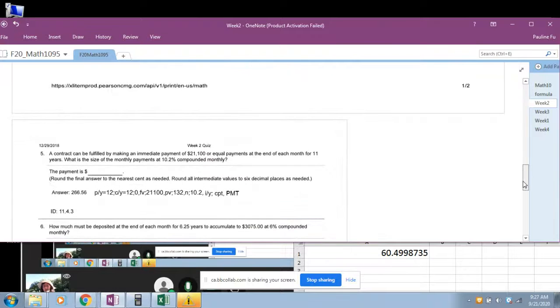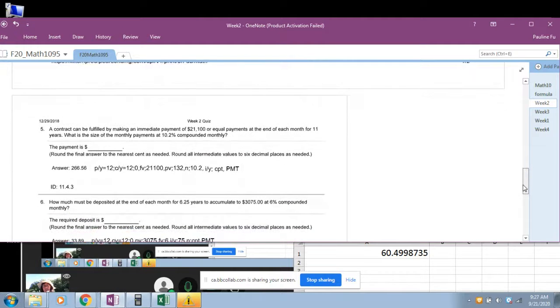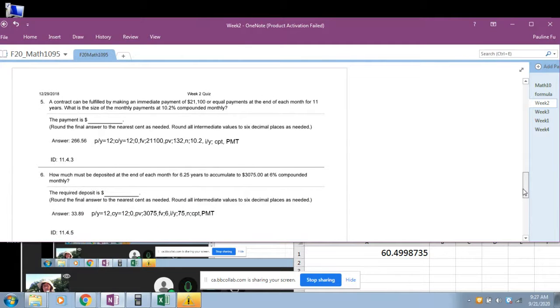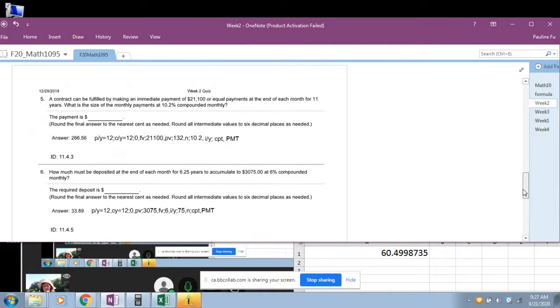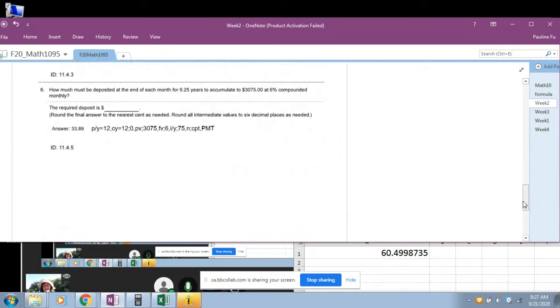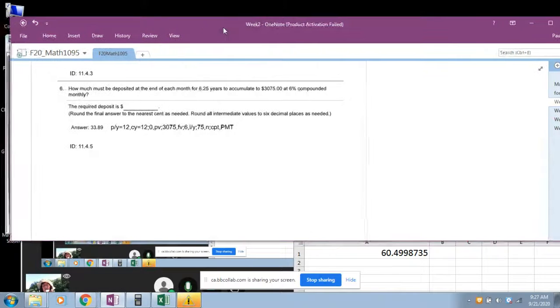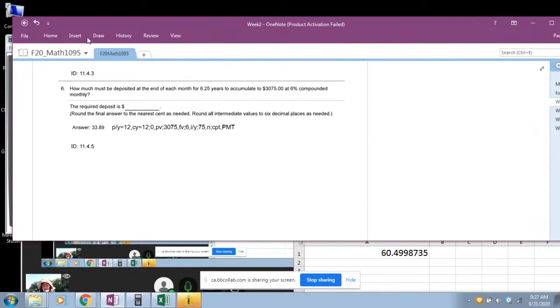So maybe let's do this question here. Oh, sorry, I should make the font bigger. Give me 1 second. I try to make the font bigger.